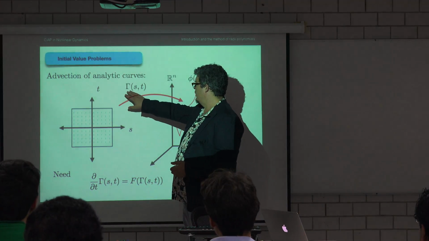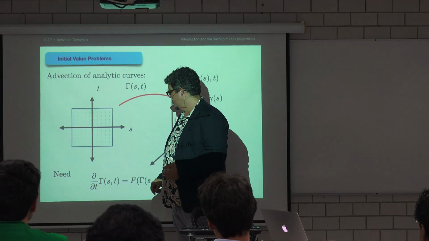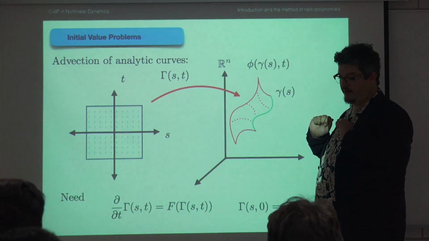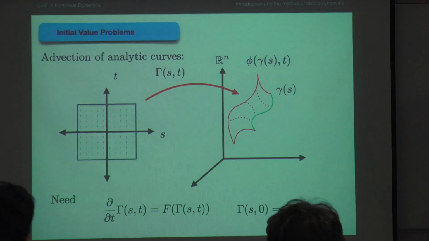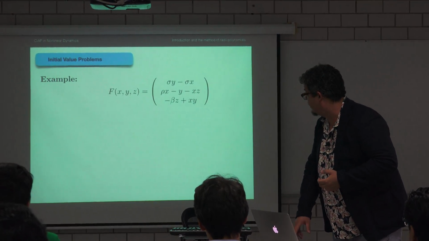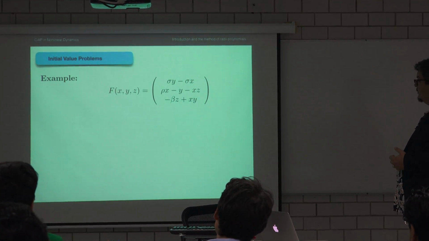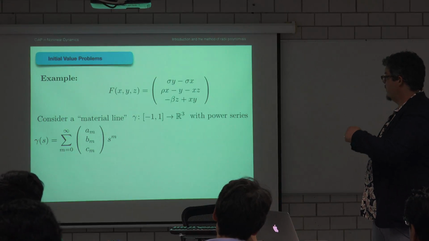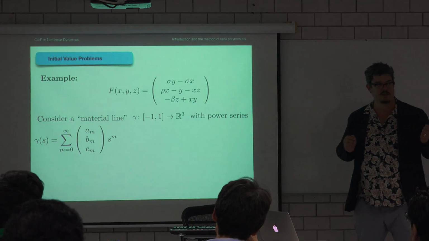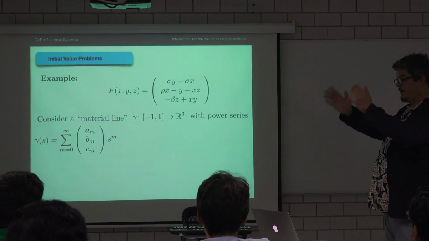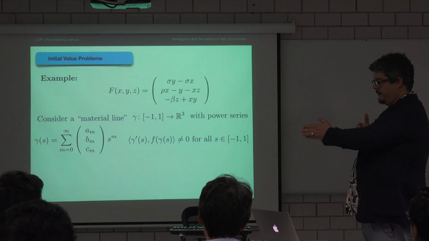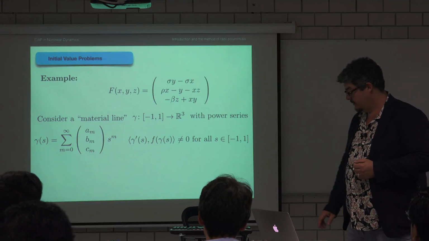So you're looking for now a function gamma of s and t. It's going to satisfy this equation, and it's going to give you a Taylor expansion for the flow of this arc gamma. That's another thing you could do. So let me show you how that would go in the Lorenz equations. These are the Lorenz equations. Let's say we pick a material line. You pick any gamma you want, an analytic curve in R3. We'd like to propagate that curve. You want the vector field to be never tangent to the curve so that the curve actually moves.